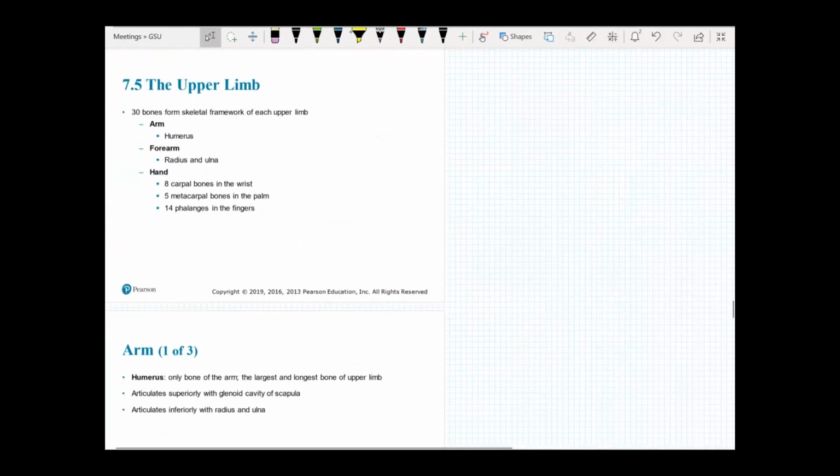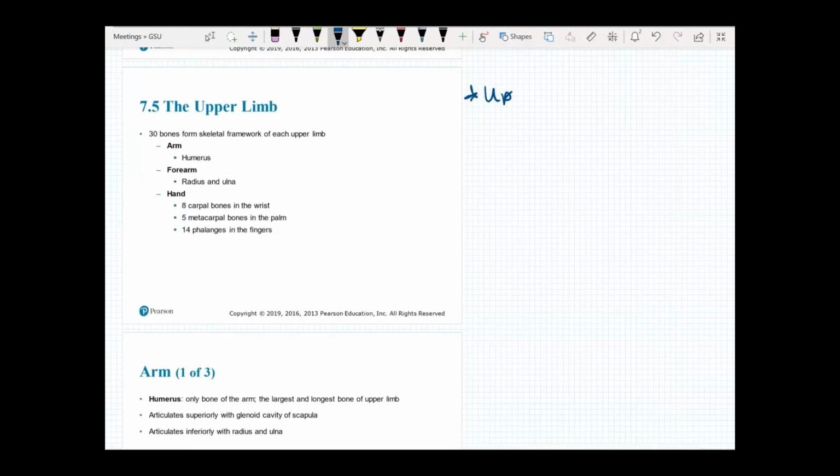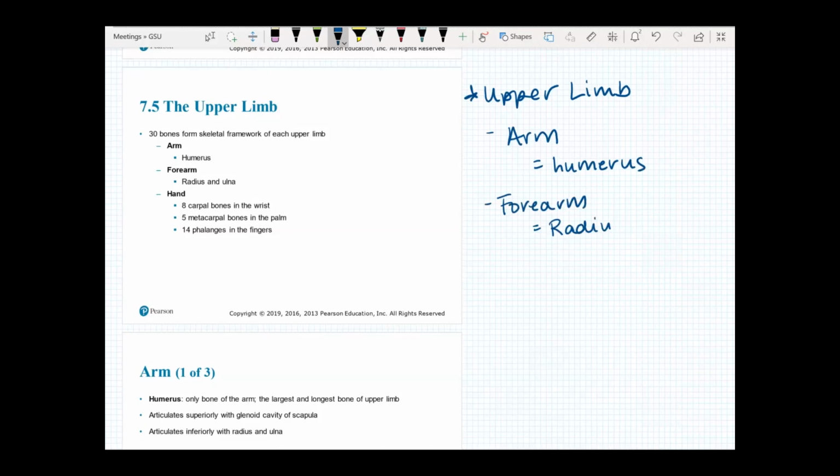Okay, so now attaching to the upper limb. How do we connect to our pectoral girdle? So in our upper limb, we are talking about hands and arms. So you will have the arm, and the bone that makes up the arm is going to be your humerus. The bones that make up your forearm are actually 2. You will have your radius and your ulna.